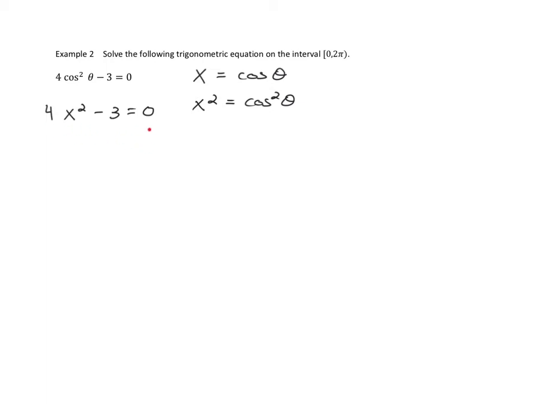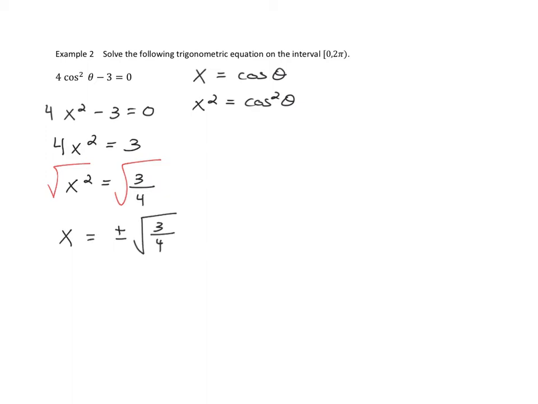To solve this for x, I'm going to add 3 to both sides. And then I'm going to divide both sides by 4. To solve this for x, we will take the square root of both sides. And if you call x the left, you have to put plus or minus root 3 over 4 on the right. Now, if I put this back in place of x, we need to solve the equation where cosine of theta is equal to plus or minus the square root of 3/4.